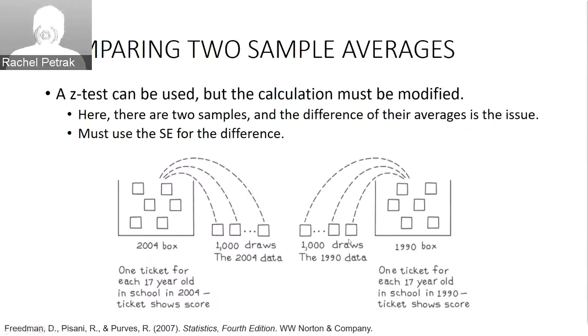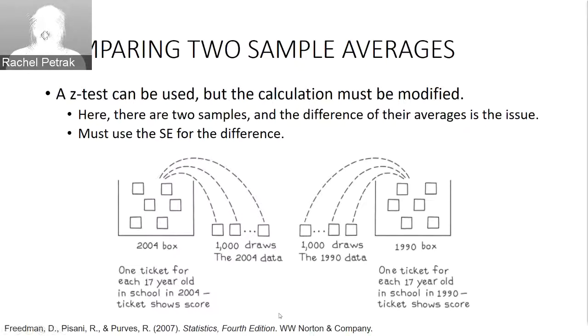We've got 1,000 draws from each of these populations. Each ticket has the score. But as you can see, there's a different box for each group. Our null hypothesis would say that any difference observed between these two groups is due to chance variability.